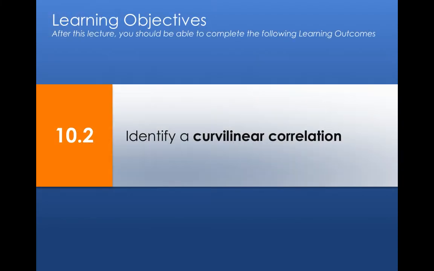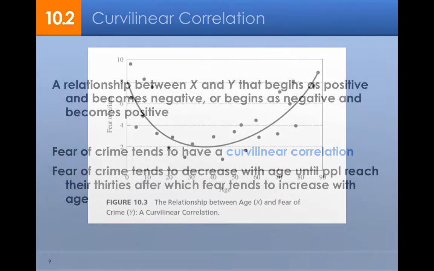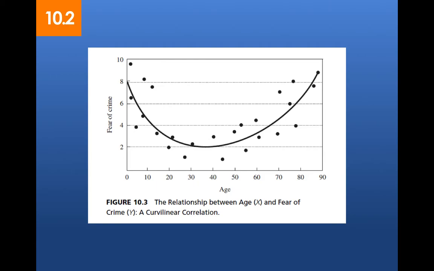We also might have what's called a curvilinear correlation. That's a relationship between x and y that starts out positive and becomes negative, or starts out negative and becomes positive. Fear of crime tends to be curvilinear. Fear of crime tends to decrease with age until we reach a certain point after our 30s, and then it increases again. So it looks like this.